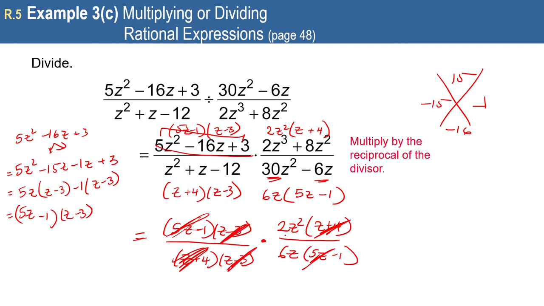We have the 2 and the 6 also reduces. This reduces to a 1. This reduces to a 3. And the z squared and the z reduces. 1z cancels out with 1z. So we finally have our answer as z on the top over 3 on the bottom.